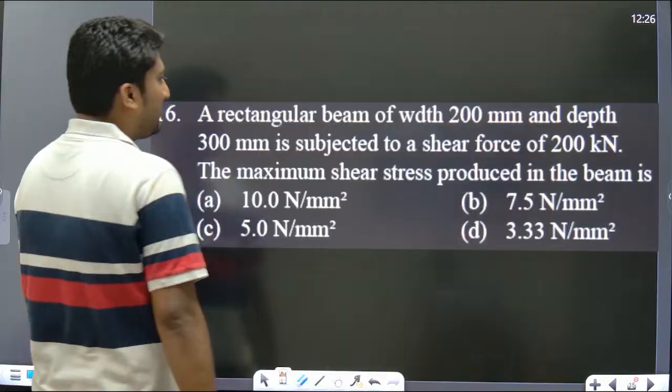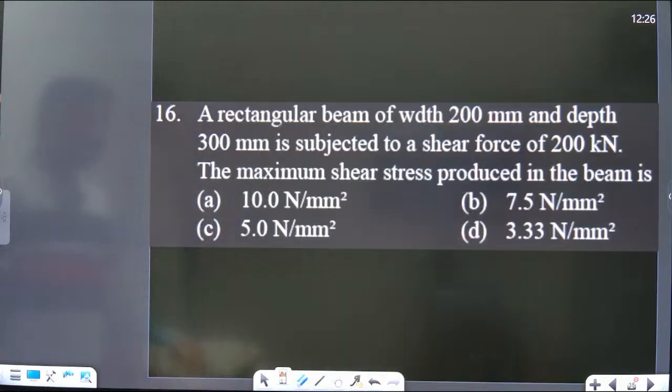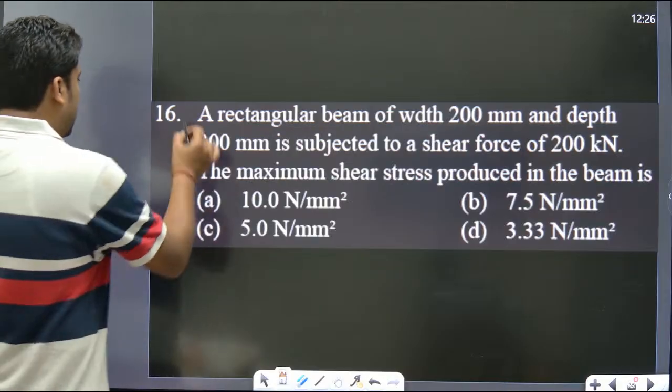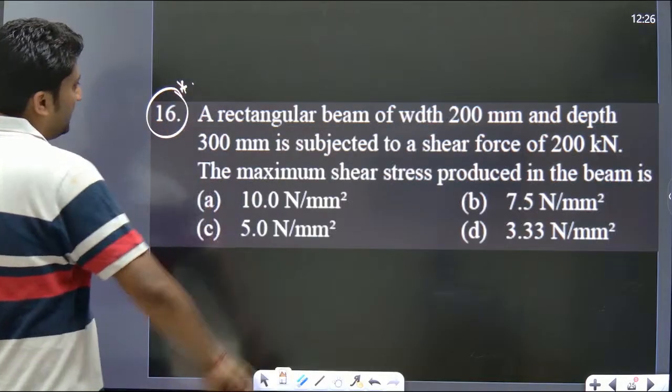A rectangular beam of width 200 mm and depth 300 mm is subjected to shear force of 200 kilonewton. The maximum shear stress produced in the beam is? A very, very good question.